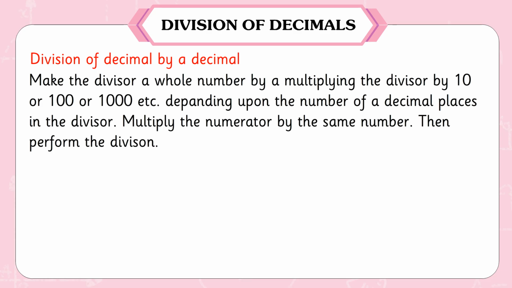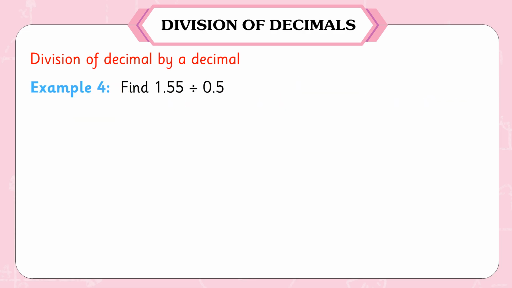Make the divisor a whole number by multiplying the divisor by 10 or 100 or 1000, etc., depending upon the number of decimal places in the divisor. Multiply the numerator by the same number, then perform the division. Example 4. Find 1.55 divided by 0.5. Solution.